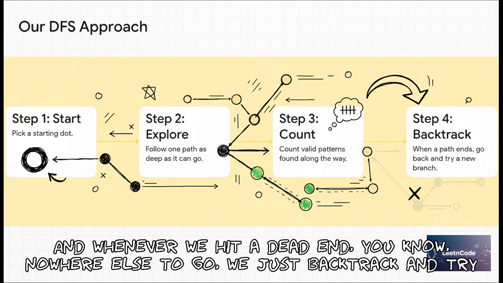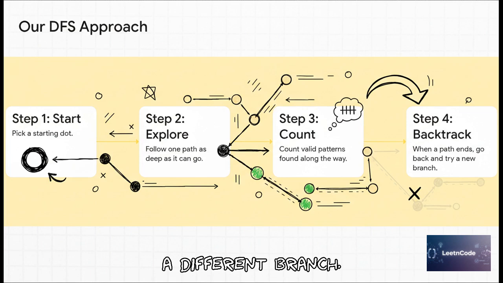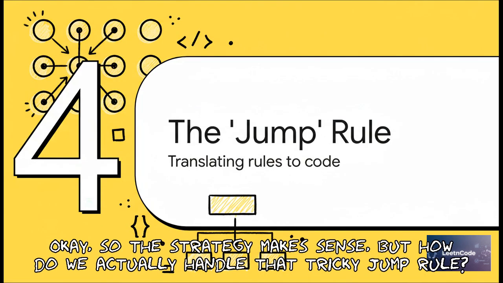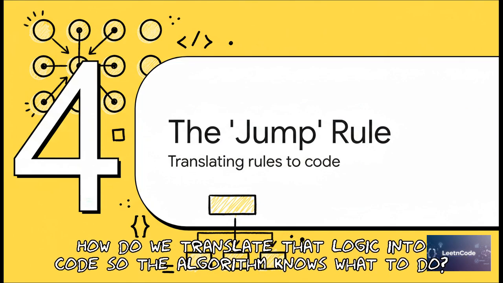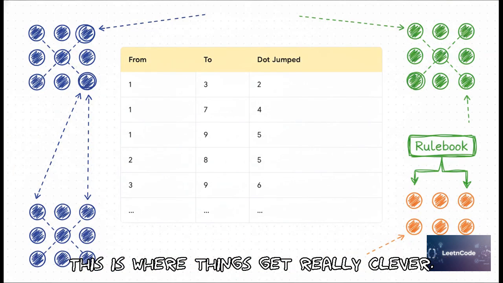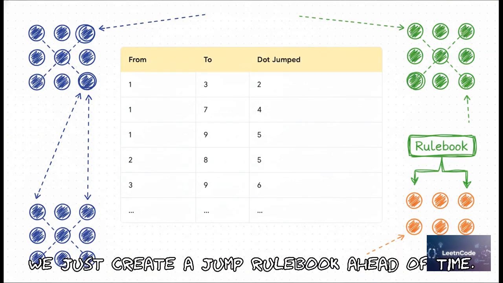And whenever we hit a dead end, nowhere else to go, we just backtrack and try a different branch. Simple as that. Okay, so the strategy makes sense, but how do we actually handle that tricky jump rule? How do we translate that logic into code so the algorithm knows what to do? This is where things get really clever. We just create a jump rule book ahead of time.